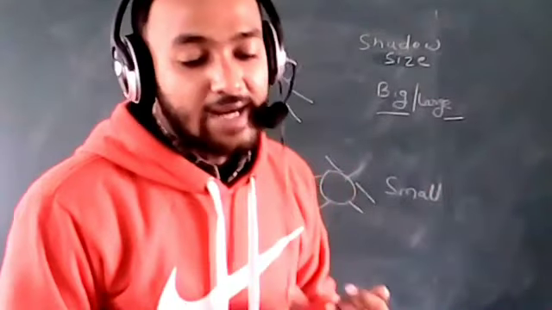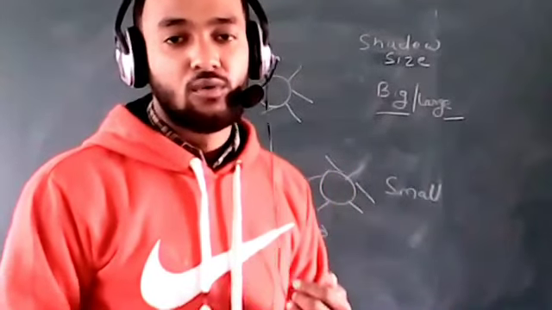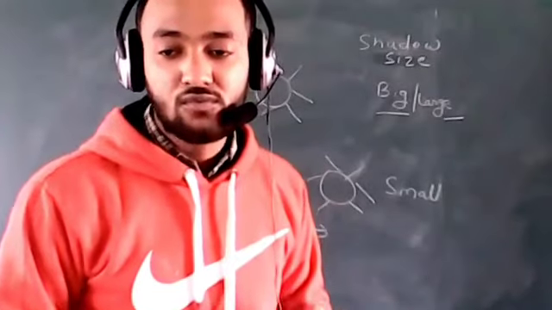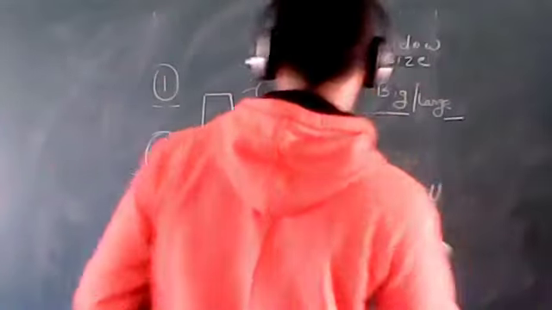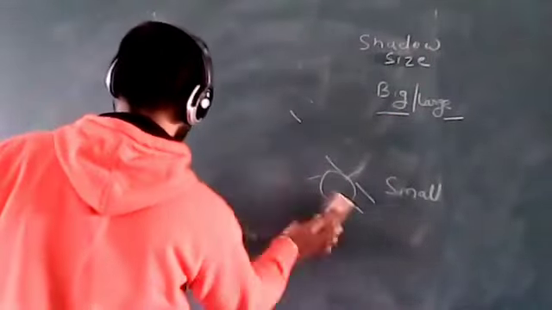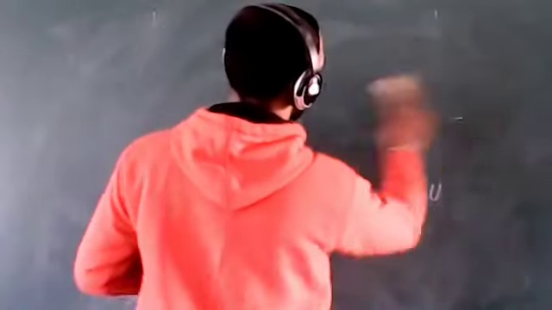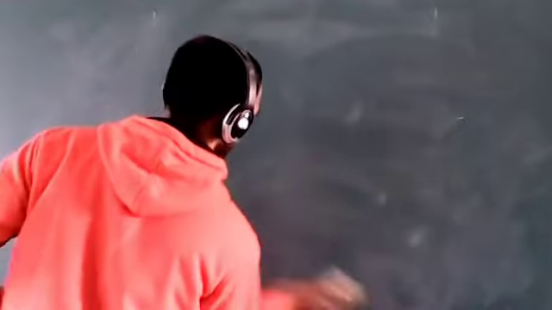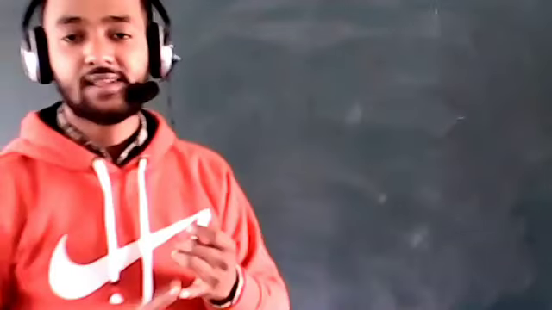Now, condition required for the formation of shadow. What is the condition required for the formation of shadow? Let's see here. First, a source of light, because without light there will be no shadow formation. And there will be which type of object?